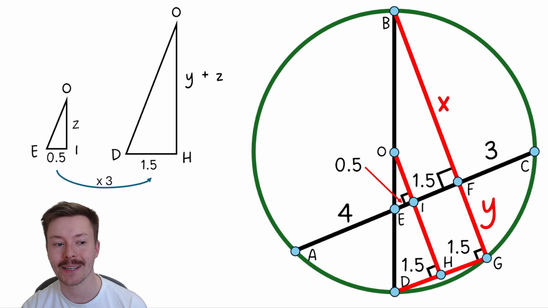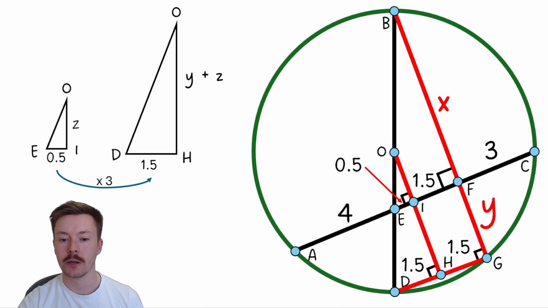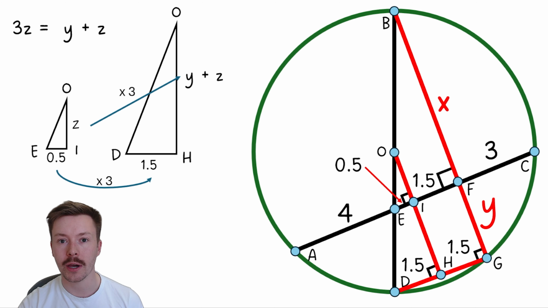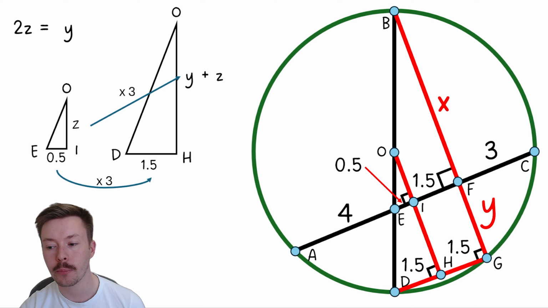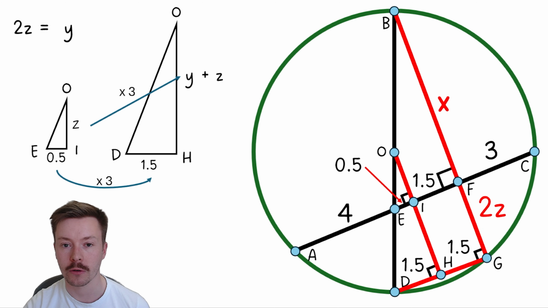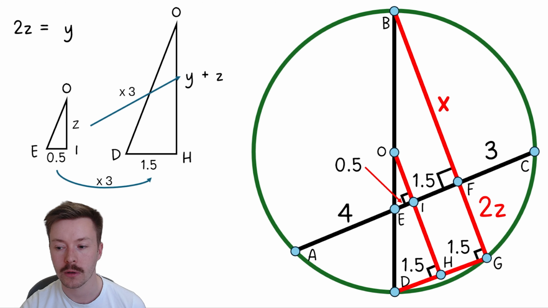Now the scale factor there is timesing by 3. So Z times by 3 gives me Y plus Z. So that gives me that 3Z is equal to Y plus Z, which if I rearrange it, gives me that 2Z is equal to Y. I'm then going to put that onto my diagram. So I've replaced the Y with 2Z.